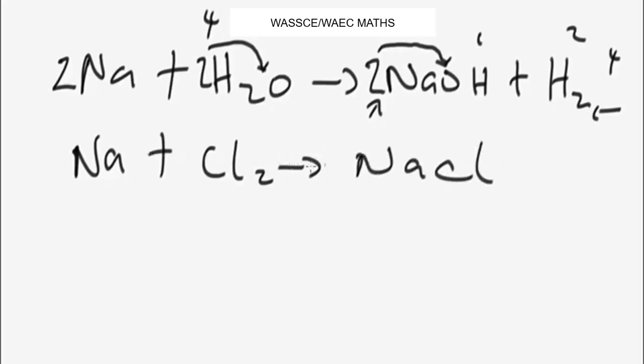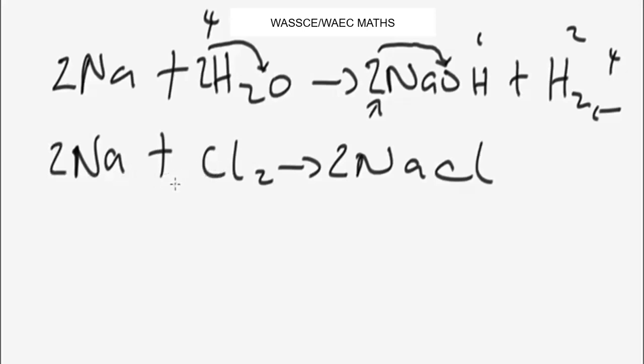Now let's balance this equation. We have 2 atoms of chlorine at the left and 1 atom at the right. So to balance it, we put 2 atoms here. So we now have 2 atoms of chlorine at the right and at the left. So chlorine is now balanced. What of sodium? Sodium is not balanced. We have 2 atoms at the right and 1 atom at the left. So to balance sodium here, I add 2. So sodium is now balanced. So this equation is now balanced.